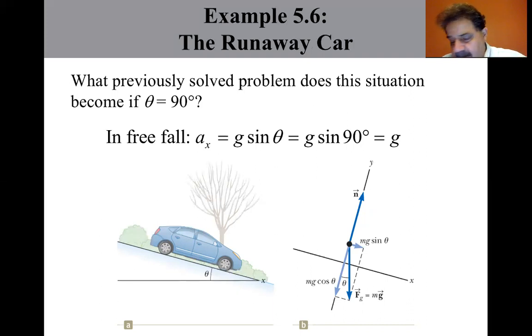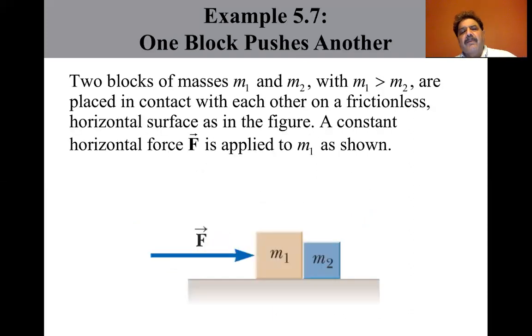Okay, and now we're gonna look at a different type of problem. Two blocks of masses M1 and M2, with M1 greater than M2, are placed in contact with each other on a frictionless horizontal surface as in the figure. A constant horizontal force F is applied to M1 as shown.